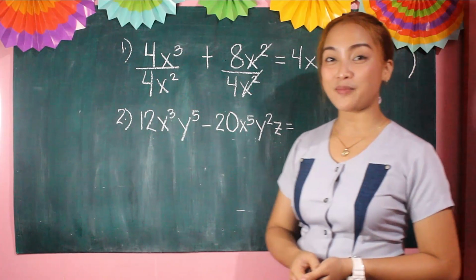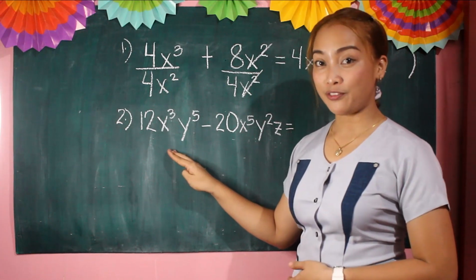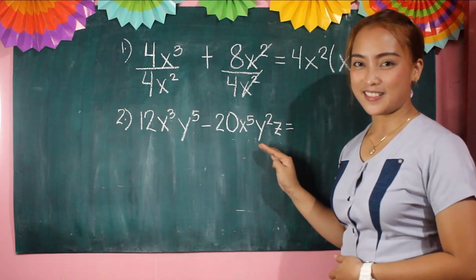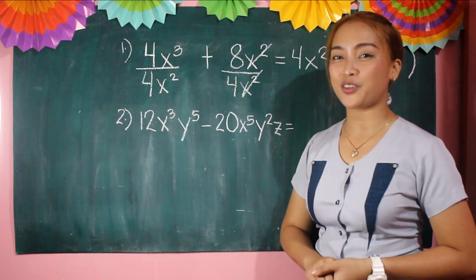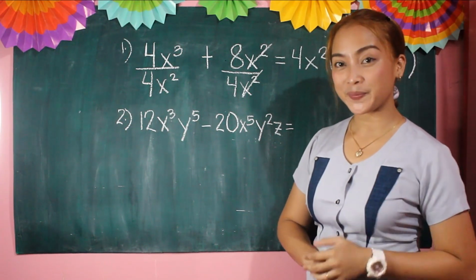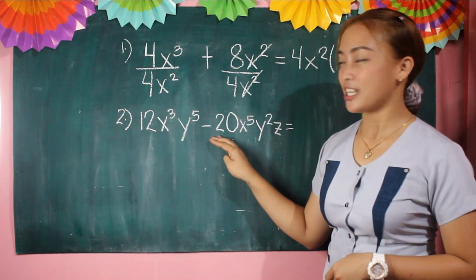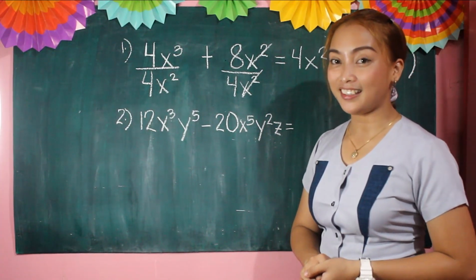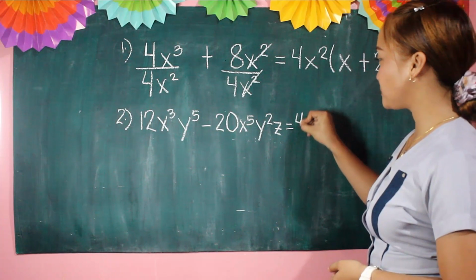For our second example, number 2, 12x cubed y to the 5th minus 20x to the 5th y squared z. Now, let's factor this expression by GCMF or greatest common monomial factor. Again, ano nga yung unang step? Yes, tingnan muna natin si numerical coefficients. We have 12 and 20. Now, what is the GCF of 12 and 20? Very good. We have 4.